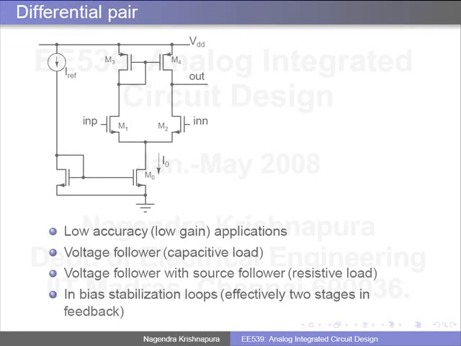Okay? And it's very frequently used in bias stabilization loops. That is, you have another transistor here and you want to use an op-amp around that transistor. Okay? This kind of circuit we are seeing, right?